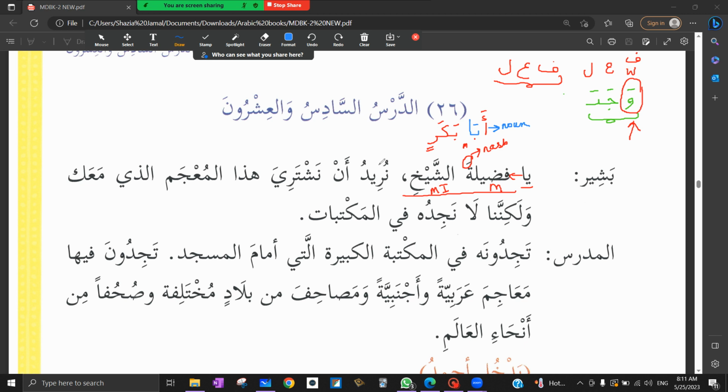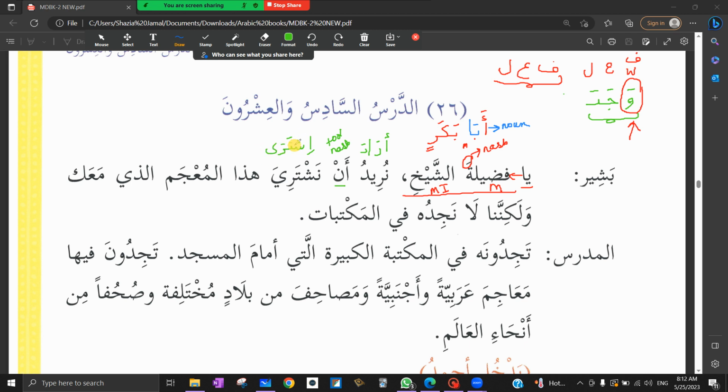Nuridu. Now I will go on giving you the past tense of all the verbs that occur in this conversation. Nuridu comes from arada. An is the tool of nasb. Then nashtari comes from ishtara.